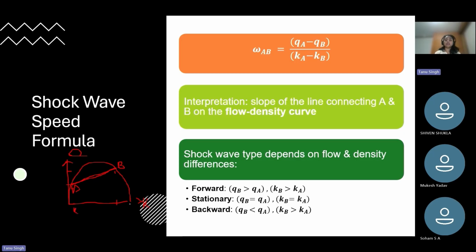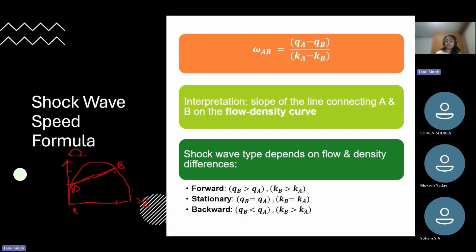So this is interpreted as the speed of the shock wave. Shock waves depend upon flow and density differences. When we say there is a forward shock wave, that means QB is greater than QA and KB is also greater than KA. For example, the slope of this line is forward, because here QB is greater than QA and KB is also greater than KA.